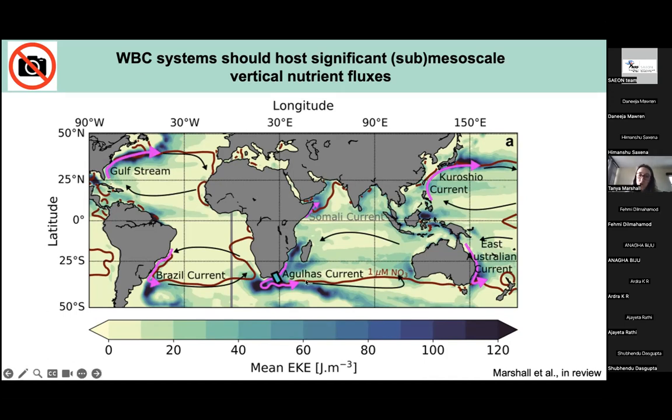So this maroon contour here is showing the 1 micromolar surface nitrate concentration. We know nitrogen is limiting in the low latitude ocean, so nitrate in the surface ocean decreases equatorward. So the point is that these western boundary current systems are located in regions where we have a high mixing potential or a lot of turbulence, and also where we have strong nutrient gradients. So that suggests that these systems should host significant sub-mesoscale vertical nutrient fluxes. And I'll talk about scales in a second.